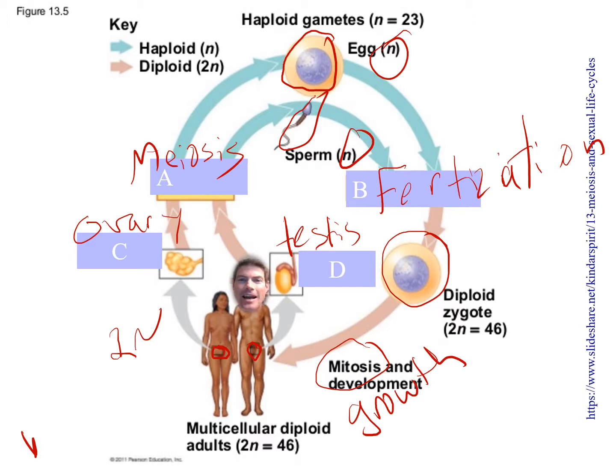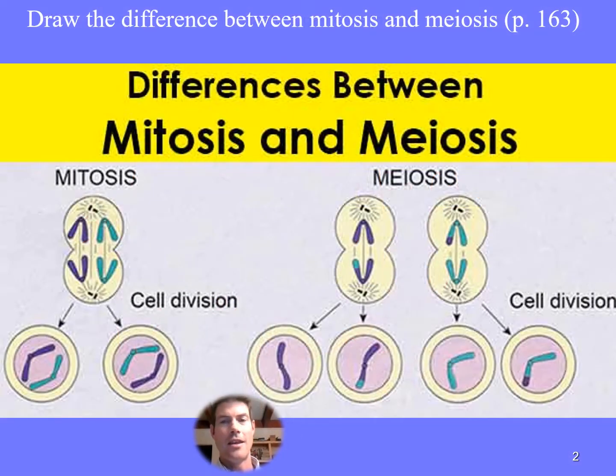And it makes it kind of confusing is that not only do you have meiosis occurring in the ovaries and testes, you also have mitosis happening in the earlier development of the sperm and the eggs. So you have both mitosis and meiosis in the testes and the ovaries. So we need to know the difference between mitosis and meiosis.